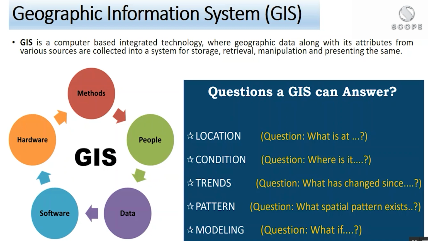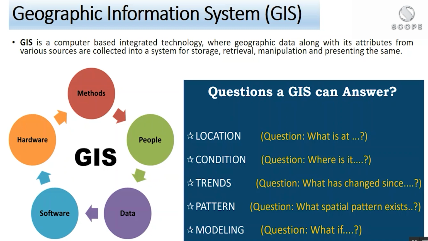What has changed? GIS can track changes over time. By comparing the forest cover from the last two decades, we can understand how much the forest cover has changed. It also shows changes in things like land use or traffic patterns over different periods.